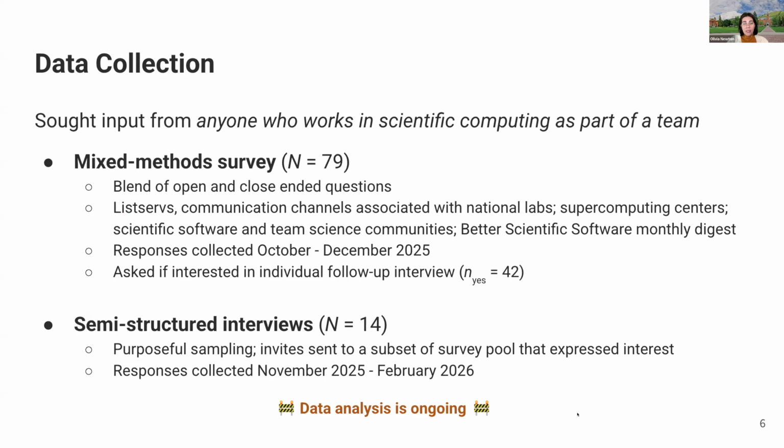So this research utilizes survey and interview methods to elicit perceptions and perspectives on teamwork, software, and AI in scientific computing. Our study population consists of anyone who works in scientific computing as part of a team, so they don't necessarily need to be in the trenches writing code if they're part of a team that's developing, maintaining, or contributing to scientific software in some way. They are welcome to share their perspective.